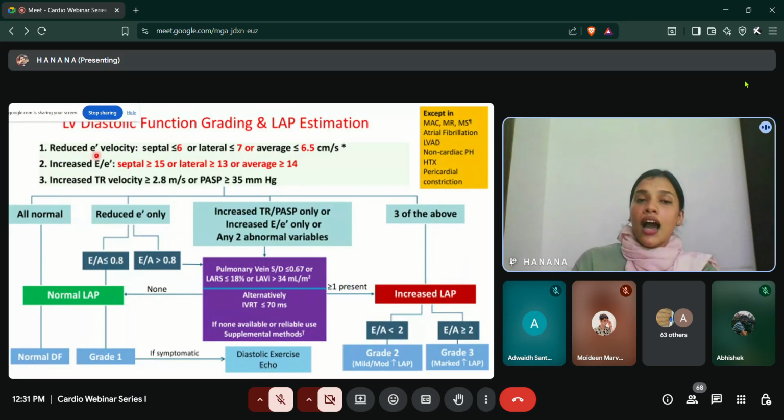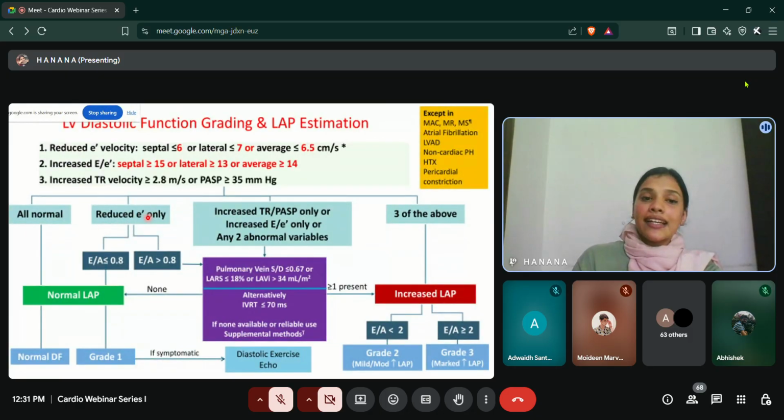If the patient has a lower value than this, the patient has a normal diastolic function, and the patient also has a normal left atrial pressure. So everything is normal in the first case.